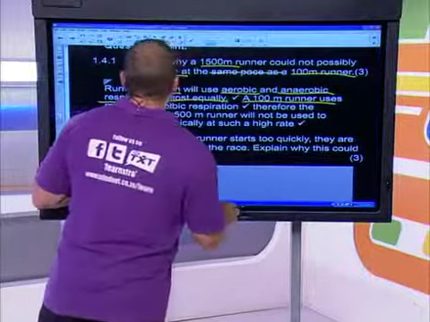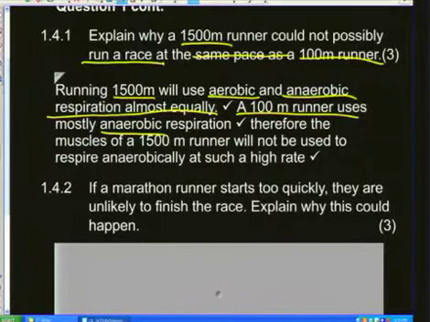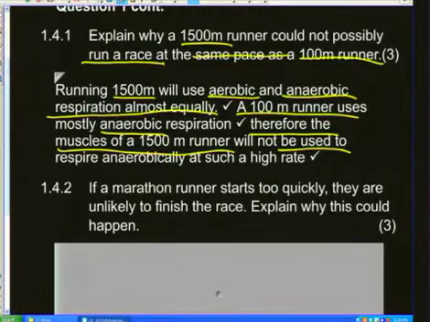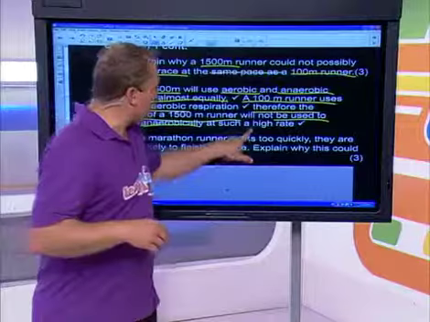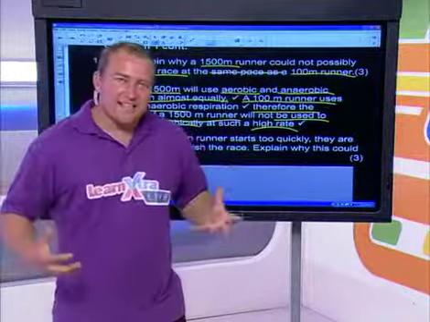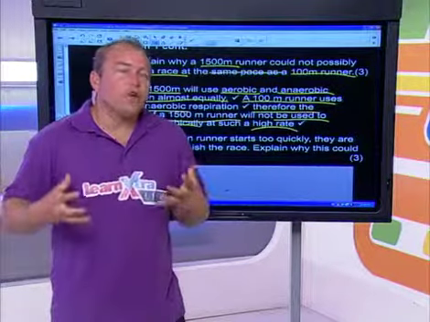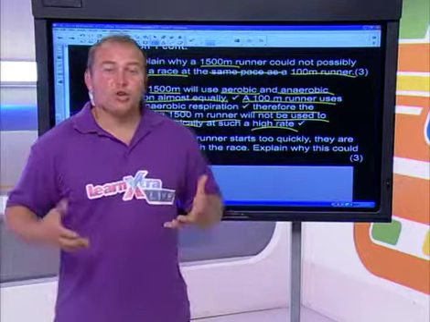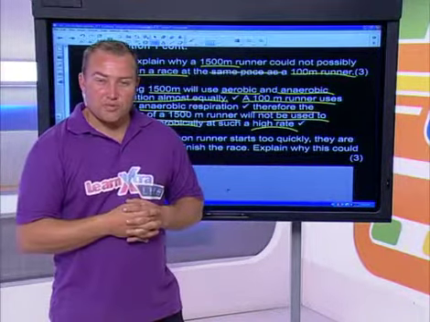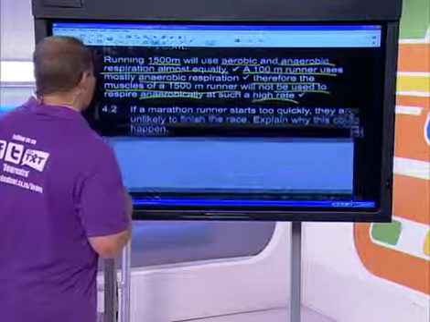A 100-meter runner uses anaerobic respiration only, and therefore the muscles of a 1,500-meter runner will not be able to use only anaerobic respiration, right? At that high rate, he will not be able to make 38 ATP or that amount of ATP to sustain him running that 1,500 meters. Right? Very important. You can only do so much work with anaerobic respiration. You can do a lot more with aerobic respiration. So oxygen is very, very important to us. Right. Okay. Let's have a look at the next one.